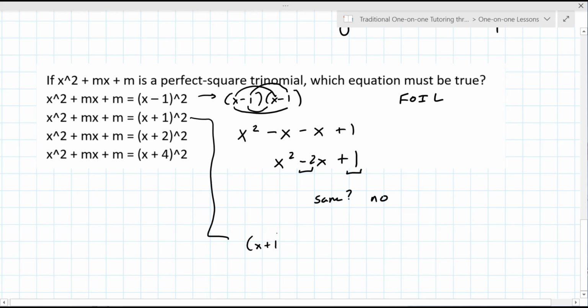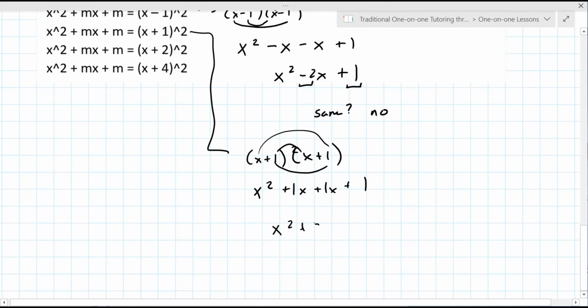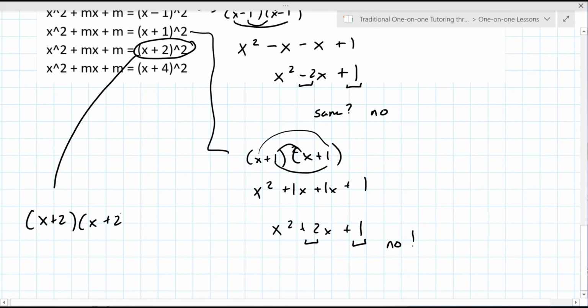X plus one times X plus one. So again, that's X squared, and then you do the outer, that's one X. Then you do the inner, that's another 1x plus 1 times 1 is 1. So this one is x squared plus 2x plus 1. And again, you look, is the 2 the same as the 1? The answer is no. So I want you to try the third one here. I want you to foil the third one, x plus 2 times x plus 2.